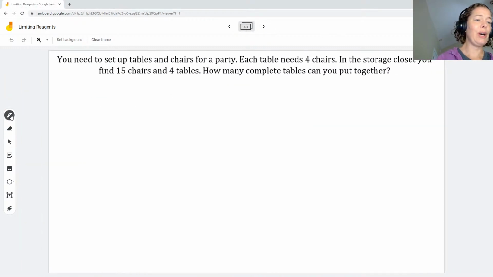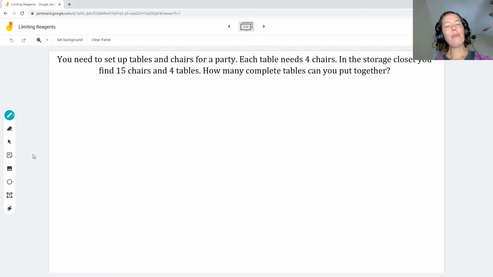All right, so this is what I kind of call my real world problem. You need to set up tables and chairs for a party. Each table needs 4 chairs. In the storage closet, you find 15 chairs and 4 tables. How many complete tables can you put together?